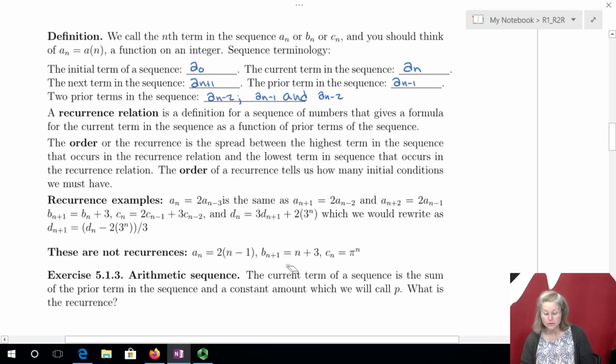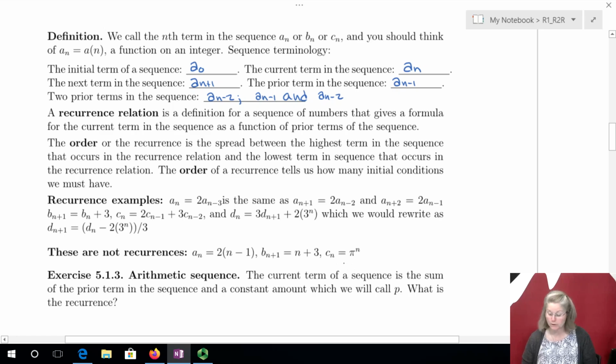So notice these three examples are not recurrences. I have a_n is 2 times n minus 1. There is no prior a_n or a_(n-1) or other a term in here. b_(n+1) is equal to n plus 3. There is no prior term here. And again, there is no prior term, and c_n is equal to pi to the n.